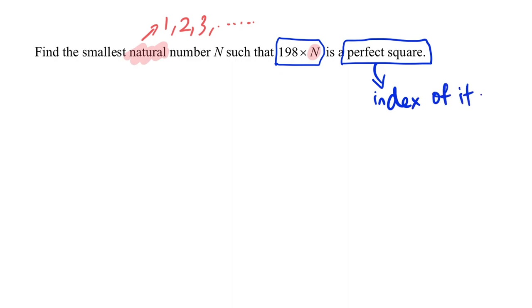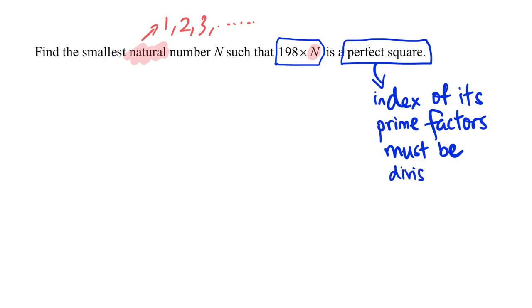And for it to be a perfect square, the index of its prime factors must be divisible by 2. So since we are talking about prime factors, the very first step that you all should do is to express 198 as a prime factor.